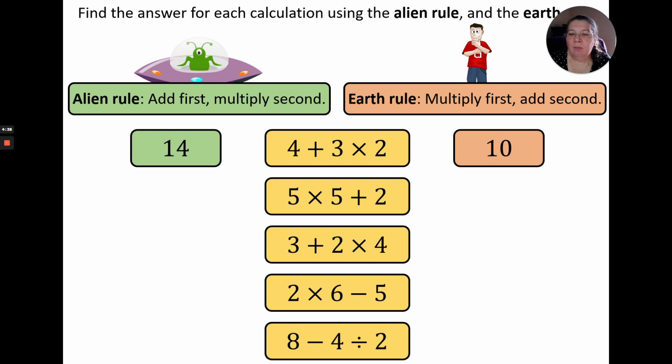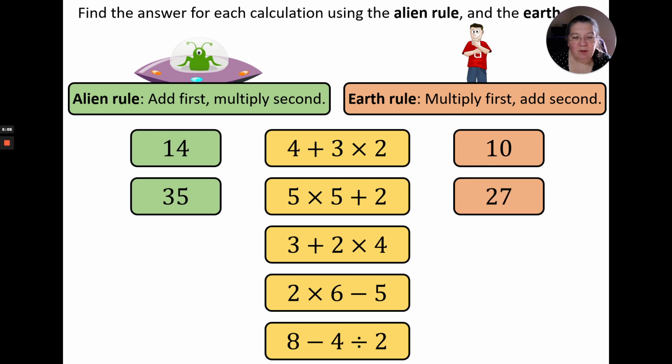Okay, alien rule. Add first, multiply second. So we've got to add 5 add 2, which is 7. And then 5 times 7. 5 sevens are 35. Let's try it with the Earth rule. Multiply first and then add. So we've got 5 times 5, which is 25. Add 2, which is 27. Very different answers again. Let's try the next one.